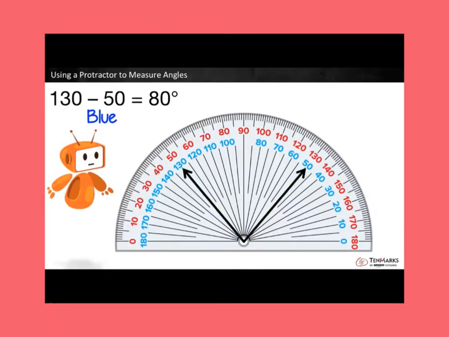We can use the red numbers to see if we get the same measurement. One arm points to 130 and the other points to 50. We can subtract to find the difference. 130 minus 50 is equal to 80. It is still 80 degrees from one end of the angle to the other. We can find the correct measurement of the angle as long as we use the numbers of the same color. In this lesson, you learned to measure angles using a protractor.